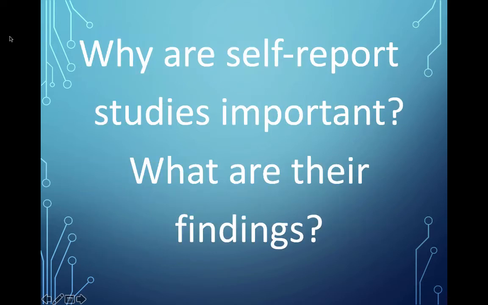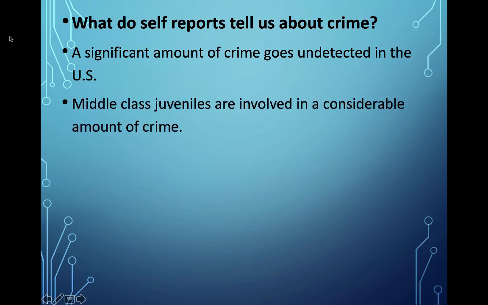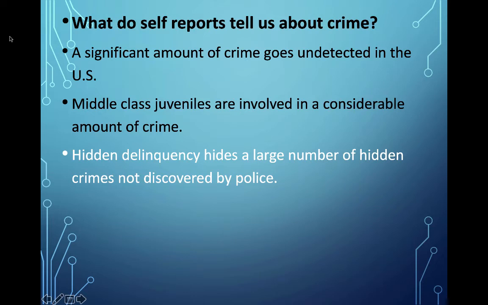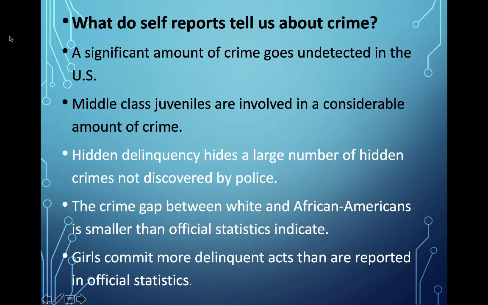Okay, so why are self-report studies important? What are their findings? Well, they tell us a significant amount of crime goes undetected in the United States. They tell us that middle-class juveniles are involved in a considerable amount of crime, and that hidden delinquency hides a large number of hidden crimes not discovered by police, and the crime gap between white and African Americans is smaller than the official statistics indicate, and that girls commit more delinquent acts than are reported in official stats.